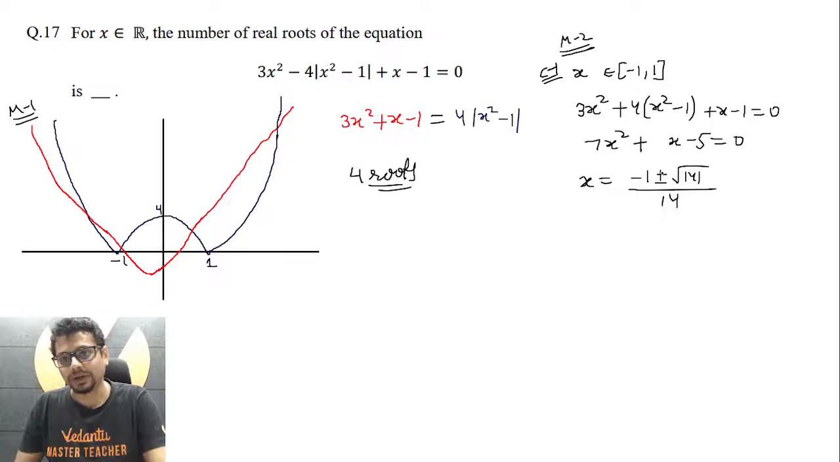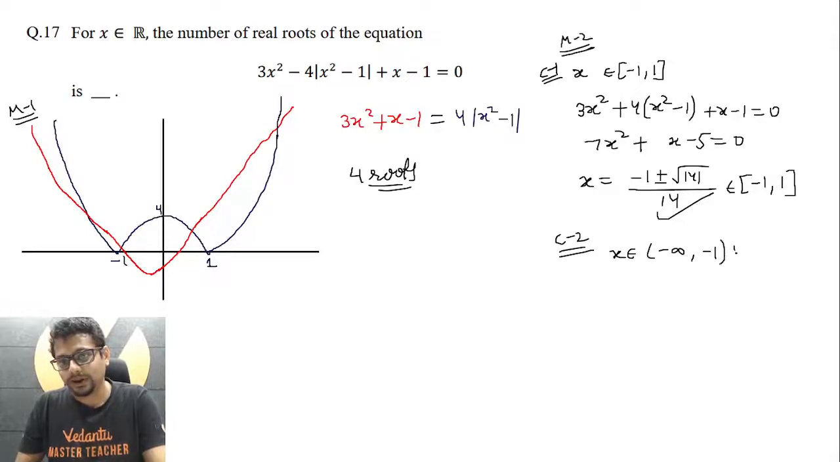The other root, minus 1 plus root 141. Root 141 will be less than 12, minus 1, so less than 11, and divided by 14 it is less than 11 by 14, and of course positive. So that means both the roots lie in this interval minus 1 closed to 1 closed, hence both are acceptable. Now coming to case 2, when x is either less than minus 1 or greater than 1.